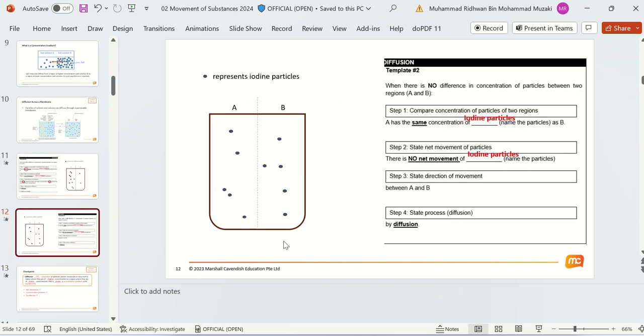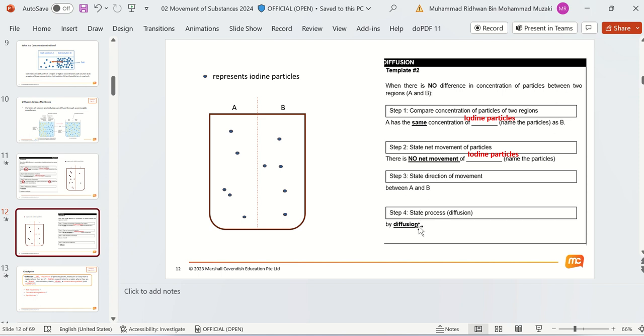Let's look at another example. This example is different. A and B have an equal number of particles, so they both have an equal concentration of iodine particles. How would you describe this? First and foremost, compare the concentration of particles in the two regions. In this case, compartment A has the same concentration of iodine particles as B. There is no net movement of iodine particles between A and B by diffusion. That is how you should describe it.